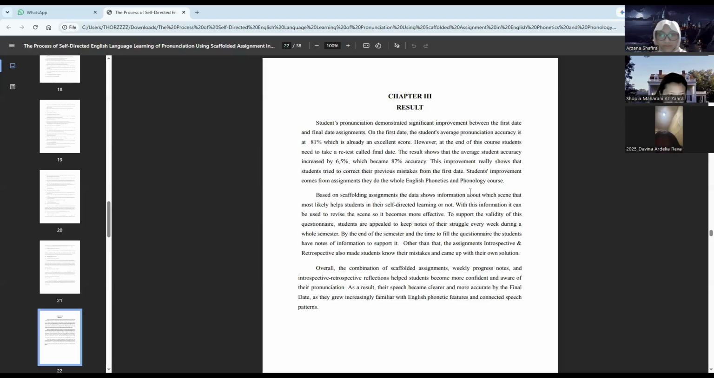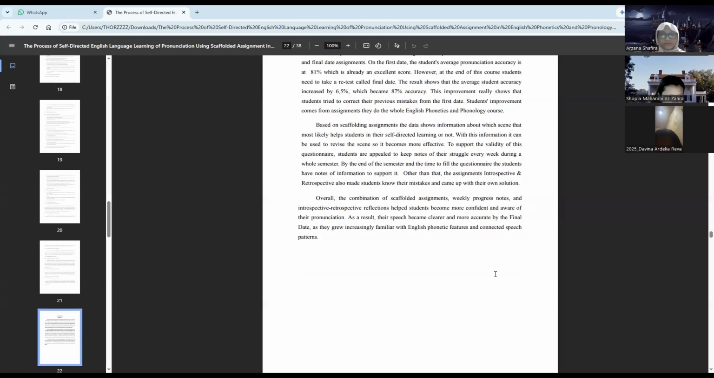Students' improvement comes from the assignments they do throughout the whole English phonetics and phonology course. Based on the scaffolding assignment, data shows information about which items most likely help students in their self-directed learning or not. With this information, it can be used to revise the items so they become more effective. To support the validity of this questionnaire, students were asked to keep notes of their struggles every week during the whole semester. By the end of the semester, when filling in the questionnaire, the students have notes of information to support it. Other than that, the introspective and retrospective assignments also made students know their mistakes and come up with their own solutions.